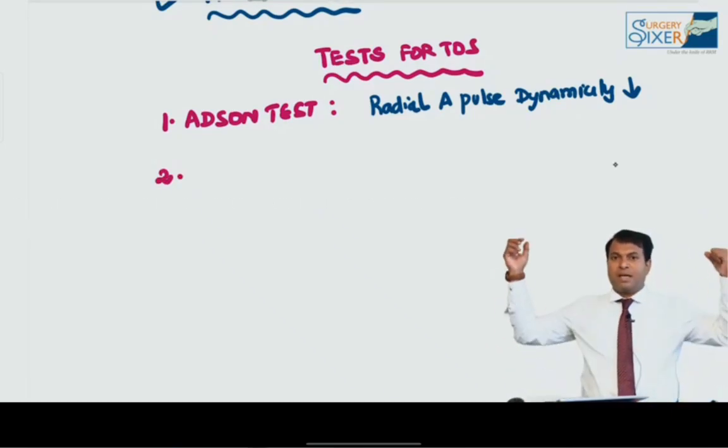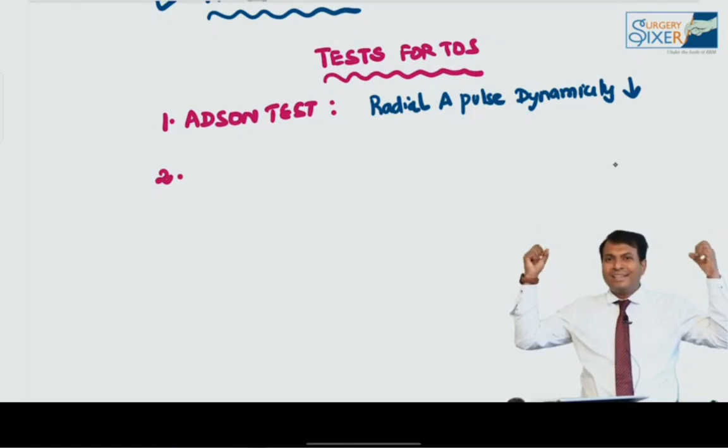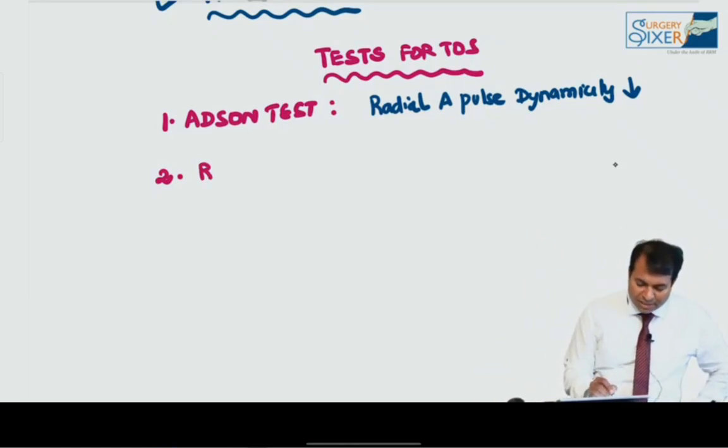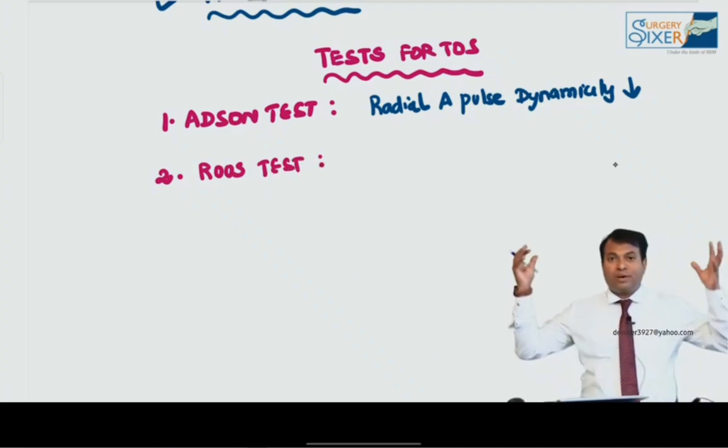Another test which is asked in exams is to ask the patient to keep the hand like this and do this continuously for 5 minutes. If they do this, the blood supply to the hand will be lost, they will have claudication pain, and they will put the hand down. This is known as Roos test. Please don't forget, this is a video question that came in AIIMS.